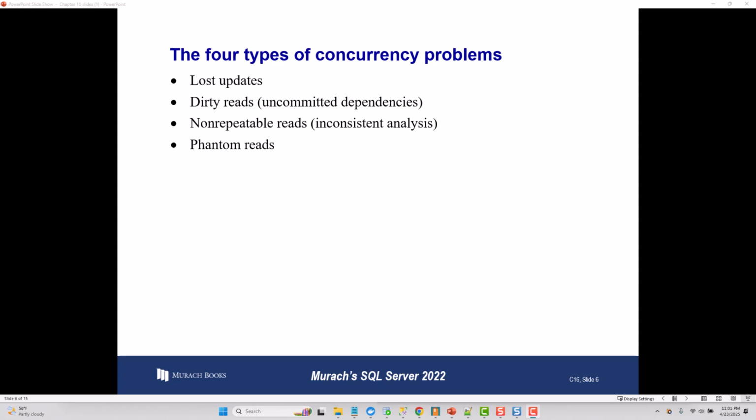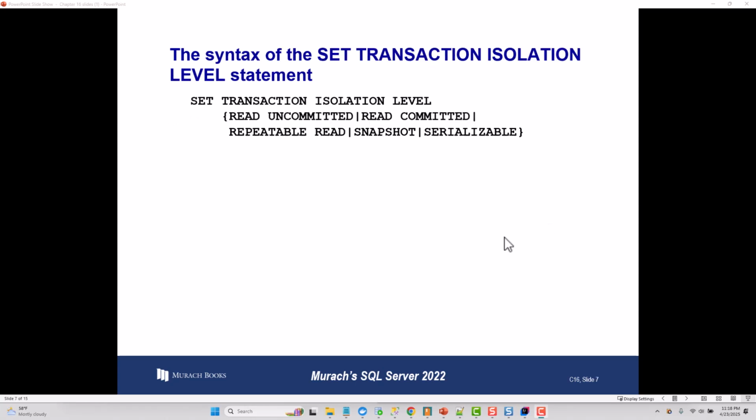Again, this is going to happen when transactions are happening simultaneously. We can set the transaction isolation level on a transaction. We can set it to read uncommitted, read committed, repeatable read, snapshot, and serializable in the database.